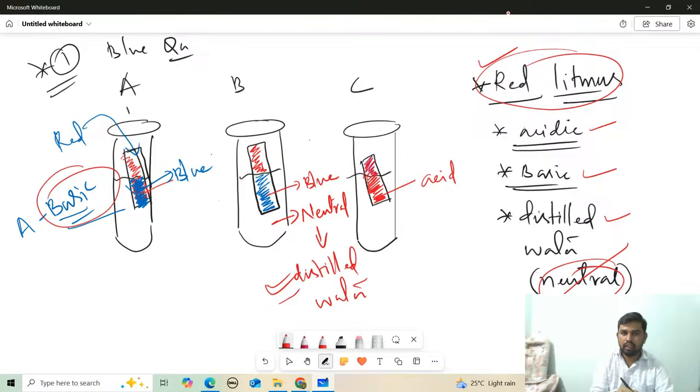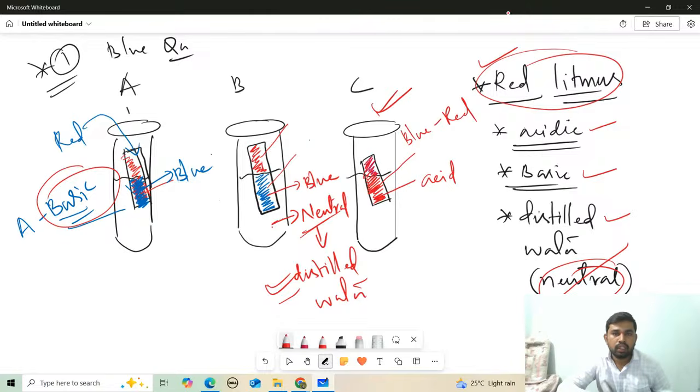Clear? Now the paper has two colors, red and blue. If the blue part remains blue in the solution, it may be a base or distilled water. Already we found the basic solution, kept as A. Now solution B will definitely be neutral. Suppose the same two-colored paper is kept in the third test tube C, and it turns the blue paper into red. That's why this is acidic. Here the blue remains blue because this is neutral in nature.